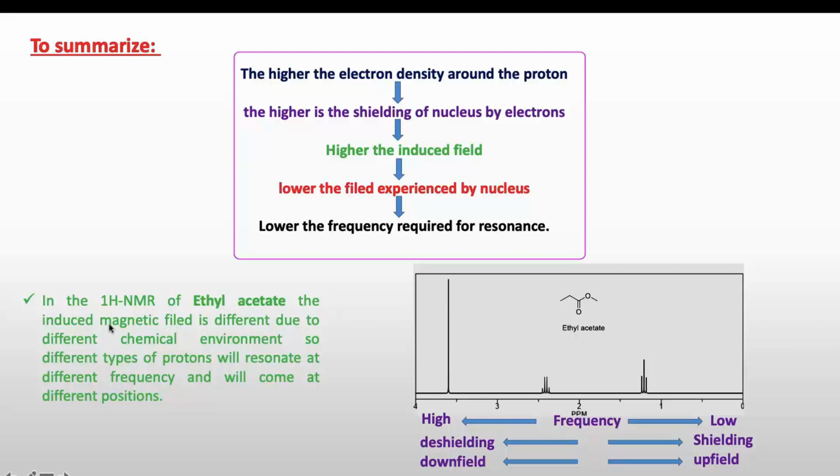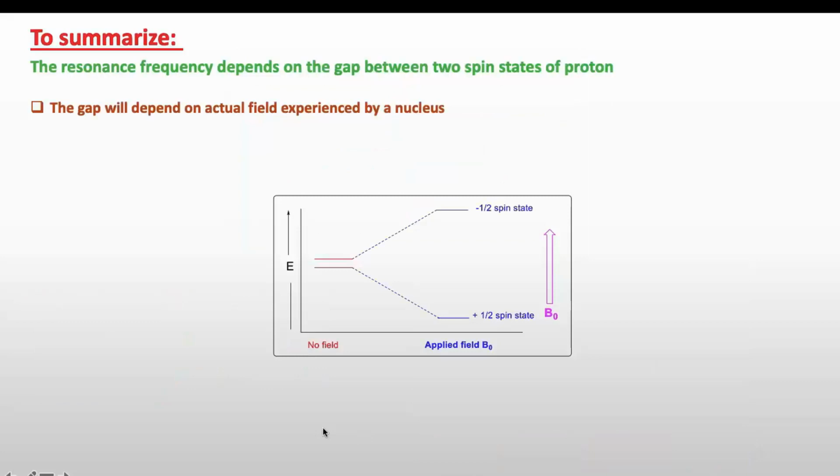In the NMR of ethyl acetate, the induced magnetic field is different due to different chemical environments, so different types of protons will resonate at different frequencies and will come at different positions. That's the answer to our question. So in this spectrum we can say this side is the high frequency side and this is the low frequency side, or this is the de-shielding side and this is the shielding side, because de-shielding means fewer electrons around the nucleus, less induced field, or higher field experienced by the nucleus. We also call this down field and this side up field.